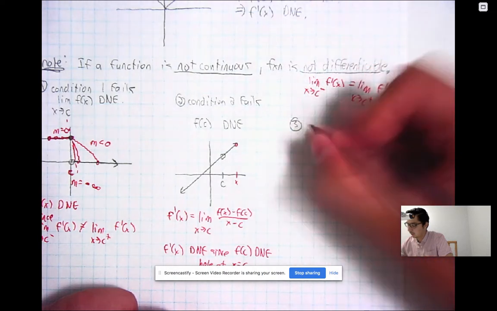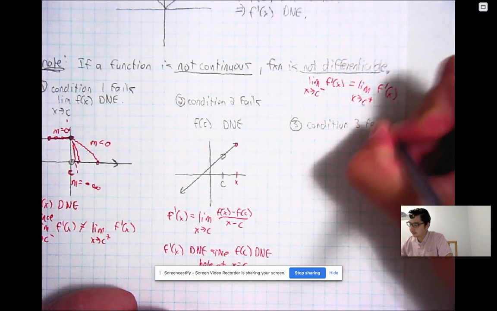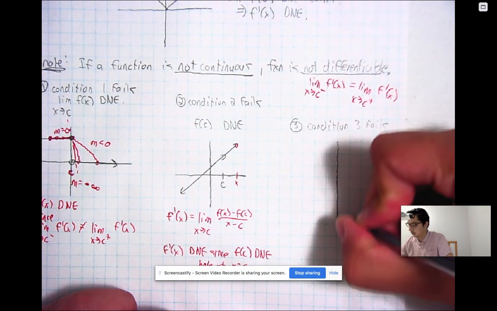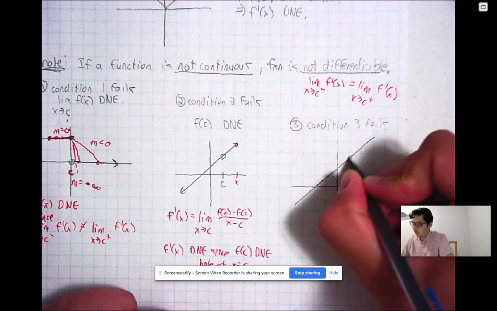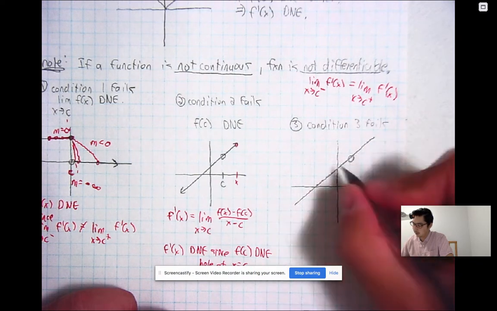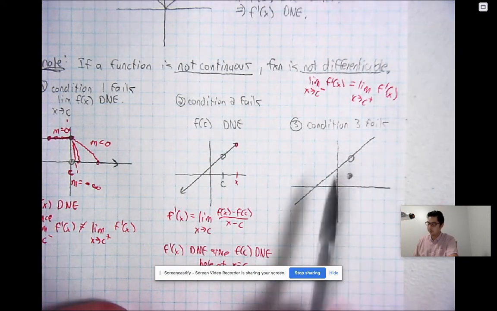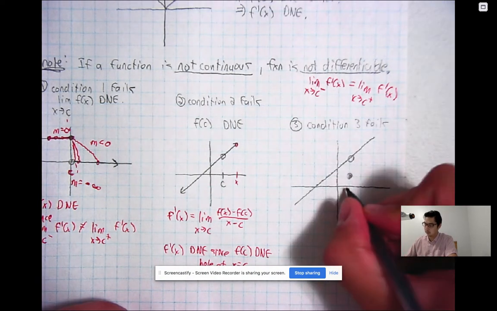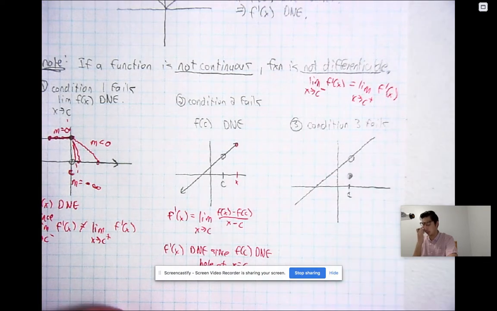And the last one, what if condition 3 fails? An example of this. Right, so now we have a hole, so the limit still exists, and then we'll put a function right here. So the limit exists, there's a value at c, but they don't equal each other, in which condition 3 of continuity fails.